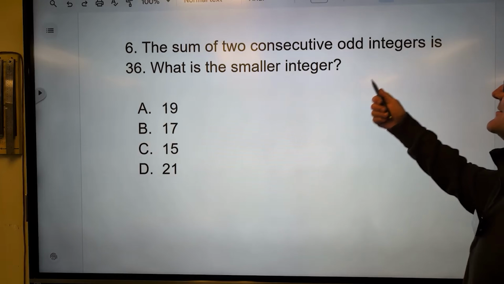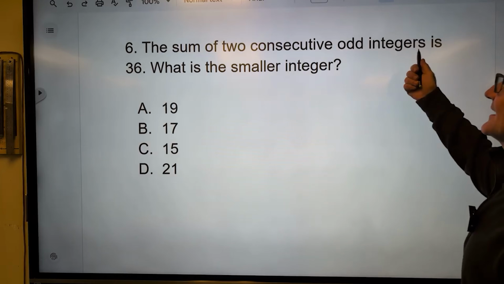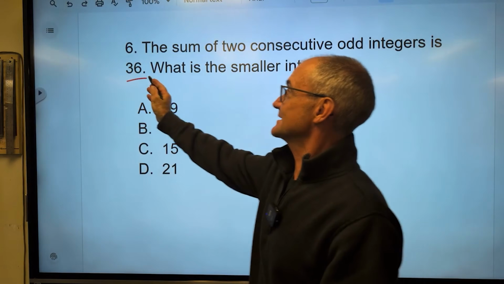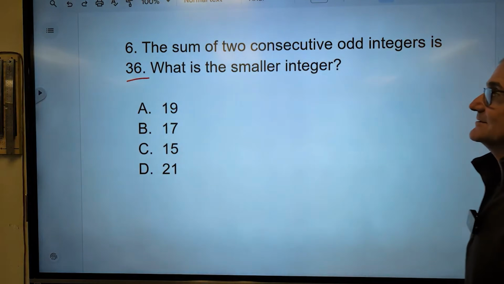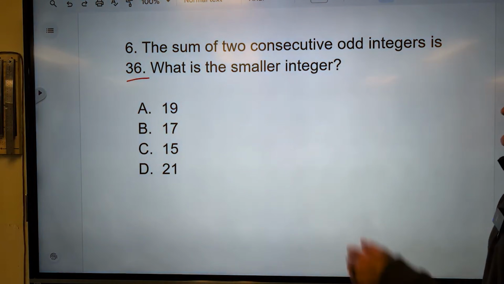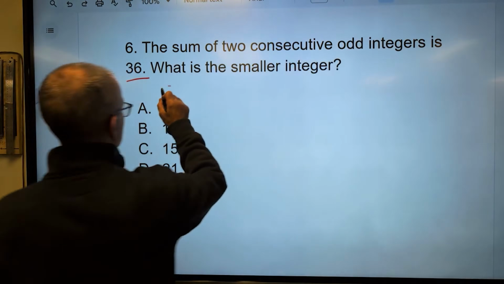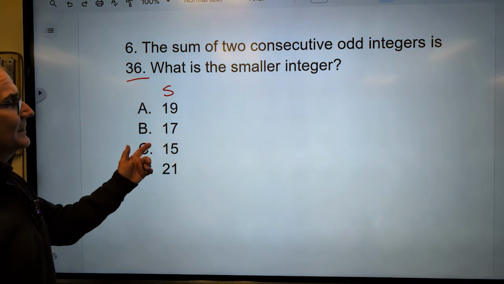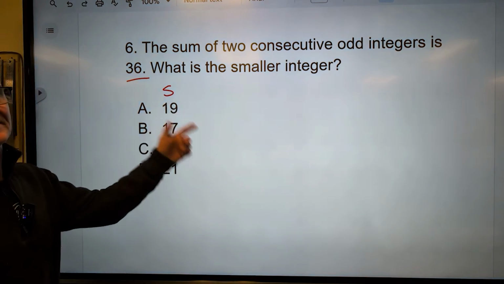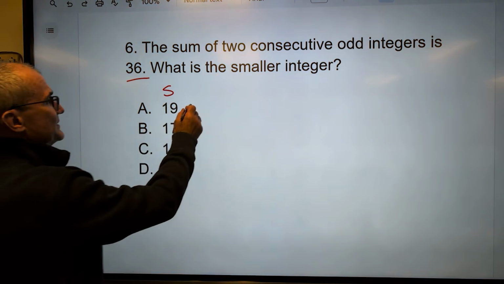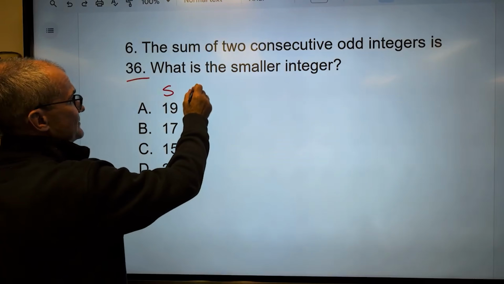The sum of two consecutive odd integers is 36. What is the smaller integer? So this is going to be the smaller one. They are odd, so that means the next one up would have to be 21. So this is the larger one.